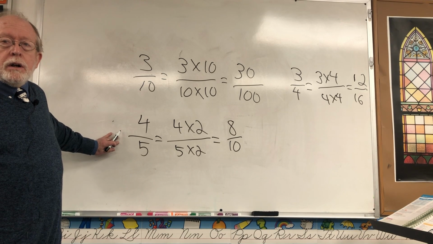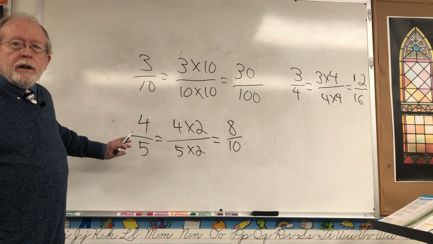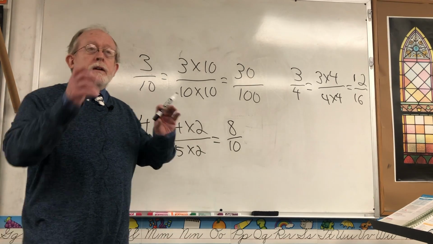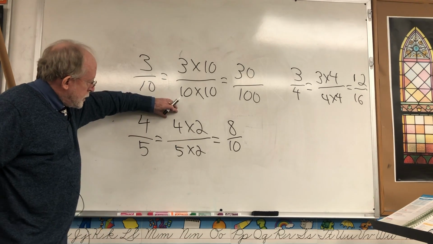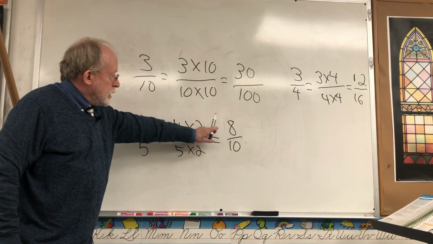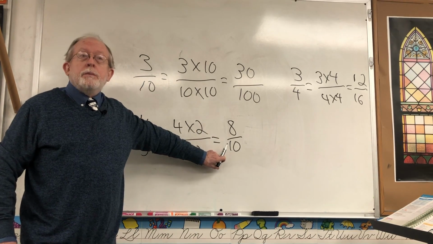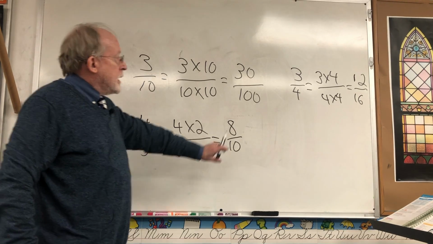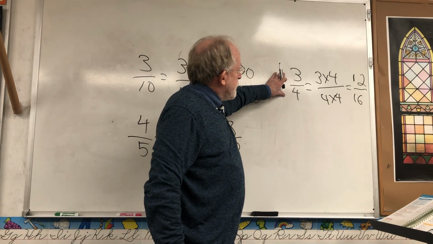So you can take any number to multiply it by? You can take any number and find the equivalent fraction. For example, if we took 4/5 and we multiplied it times 3, you'd get 12/15, which would be equal to 4/5.